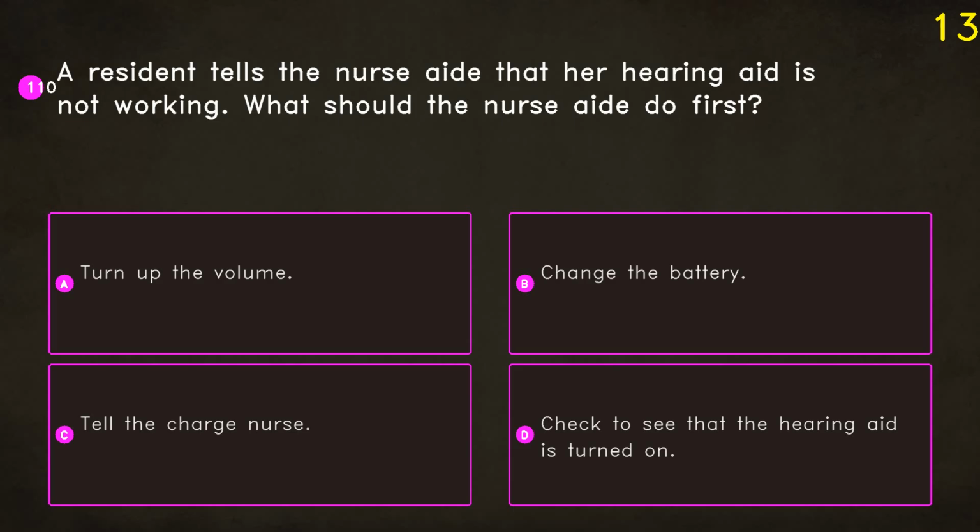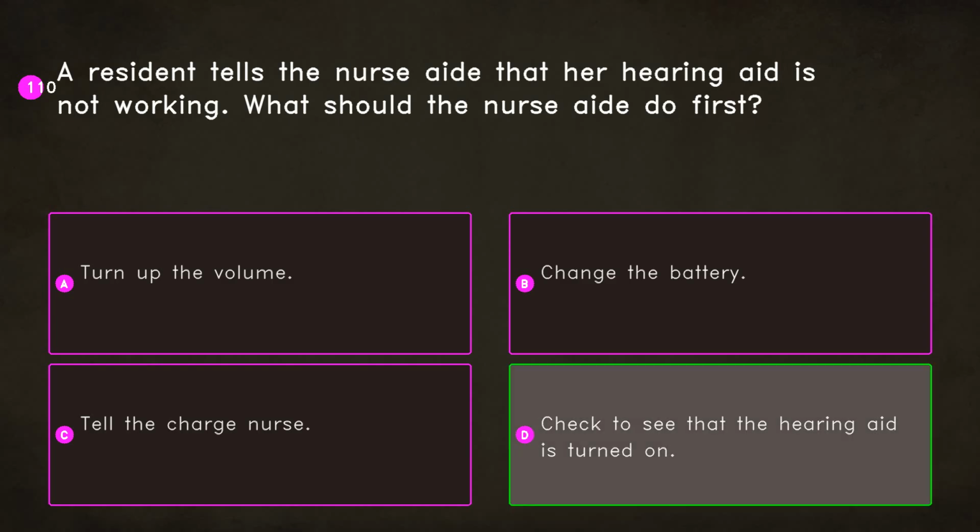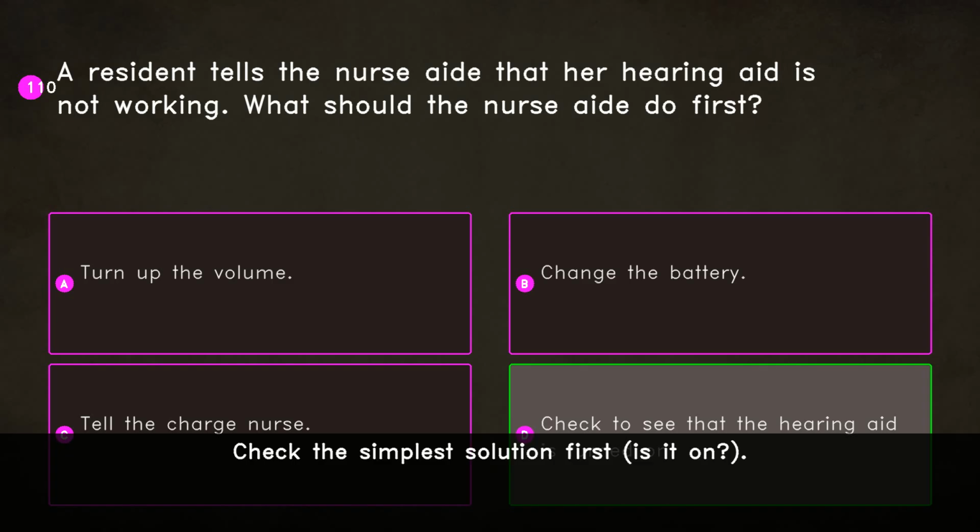Question 110. A resident tells the nurse aide that her hearing aid is not working. What should the nurse aide do first? A. Turn up the volume. B. Change the battery. C. Tell the charge nurse. D. Check to see that the hearing aid is turned on. The correct answer is check to see that the hearing aid is turned on. Check the simplest solution first. Is it on?